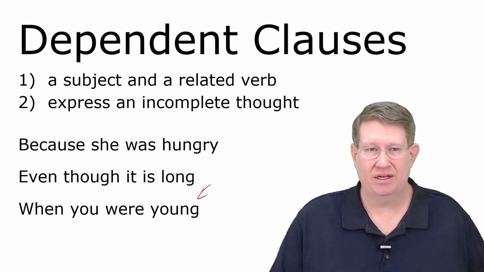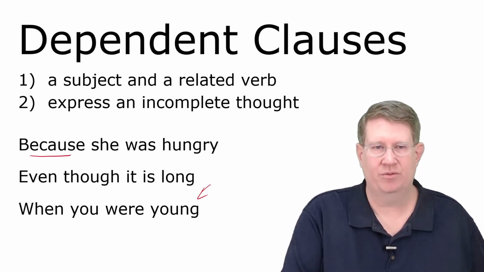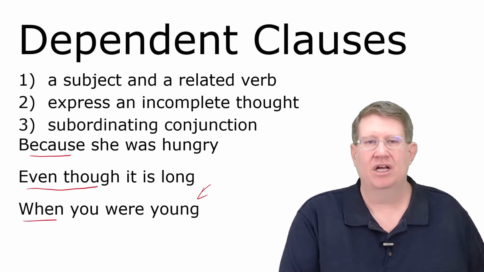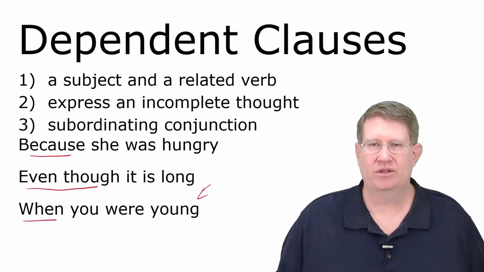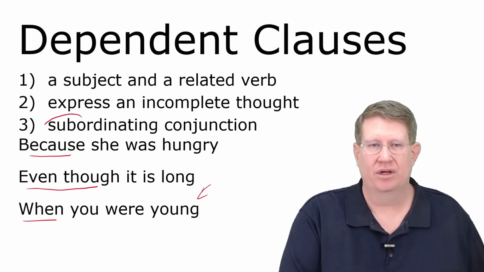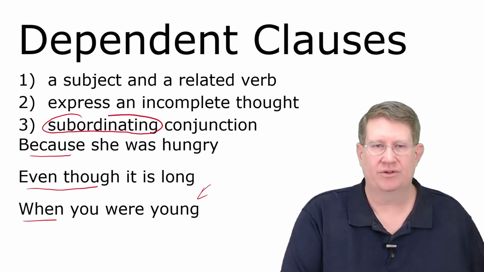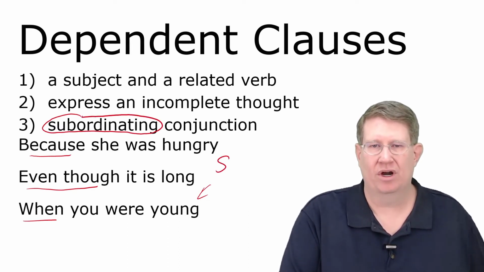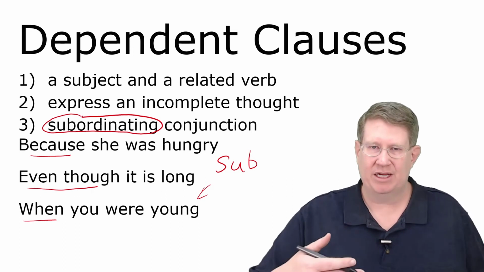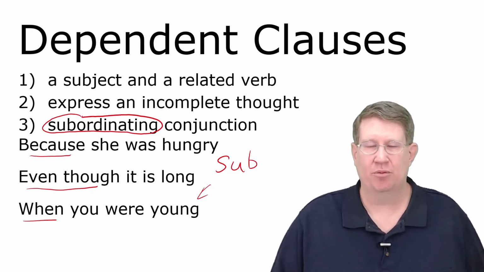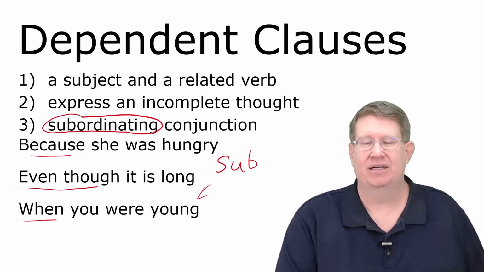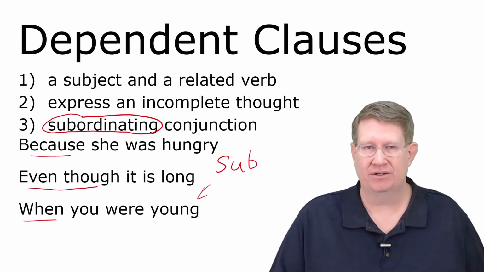Now what we're going to do is talk about what we have added here. We've added because, we've added even though, we've added when. Those are all examples of a subordinating conjunction. Now in other videos I talk about other types of conjunctions, but here we're only going to talk about subordinating conjunctions. And if you've seen this prefix before, sub, so we can talk about submarines, or we can talk about subway. Sub means less or under. Okay, so a subordinating conjunction, what it does is, as we see in these three examples, it takes an independent clause and changes it to a dependent clause.